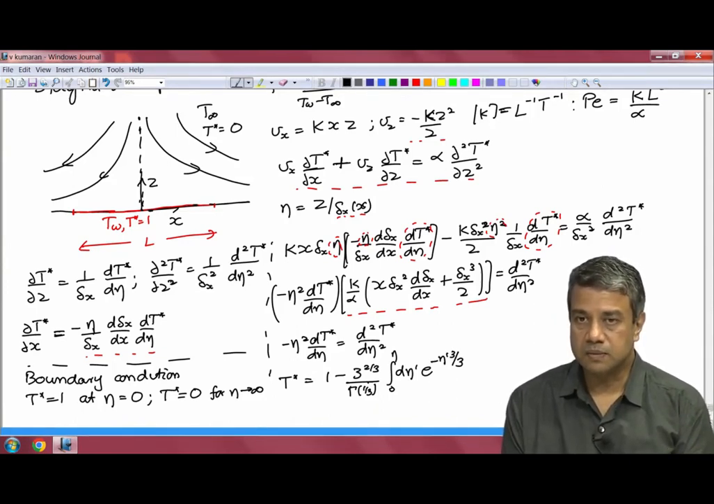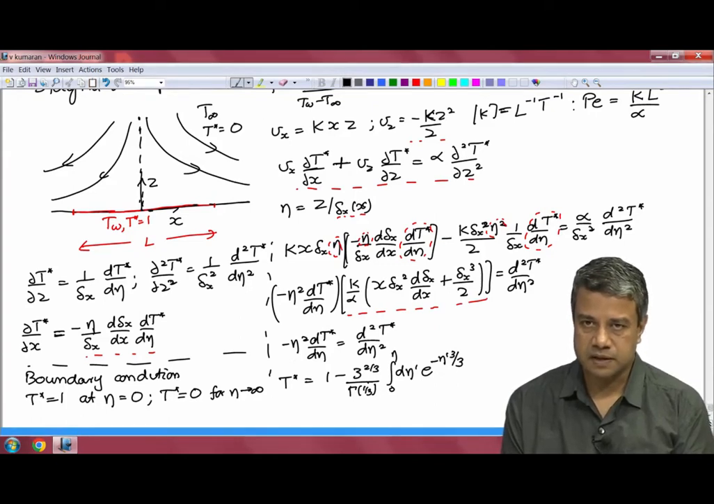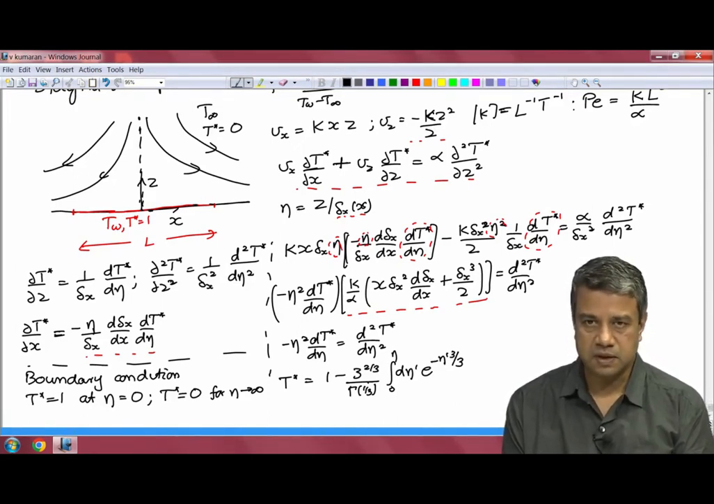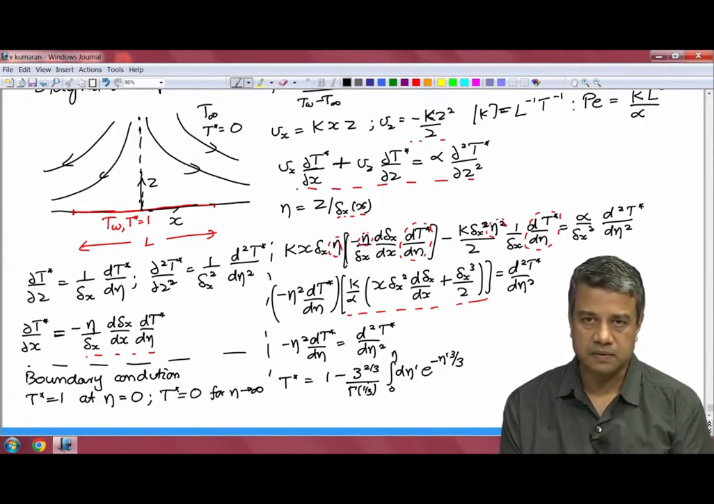T is equal to Tw on the surface. Surface corresponds to eta equal to 0. So, T star is equal to 1 on the surface at eta equal to 0. The temperature T star is 0 far from the surface, where eta tends to infinity. Therefore, the boundary condition is T star is equal to 0 for eta going to infinity. Therefore, the solution that we get for T star in terms of eta is the same as we had for a flat plate.